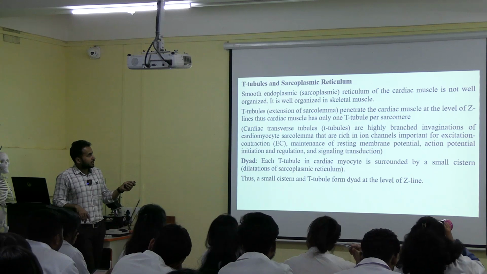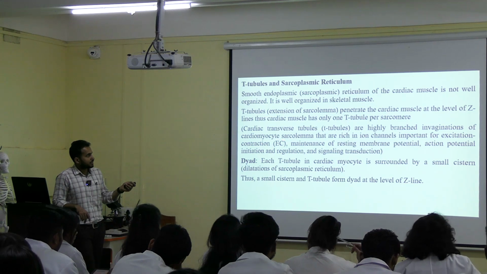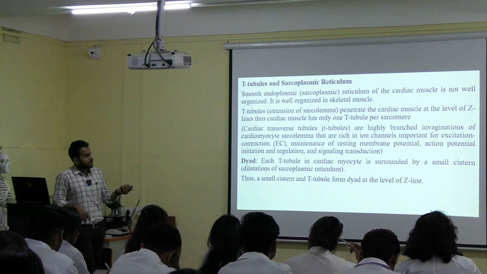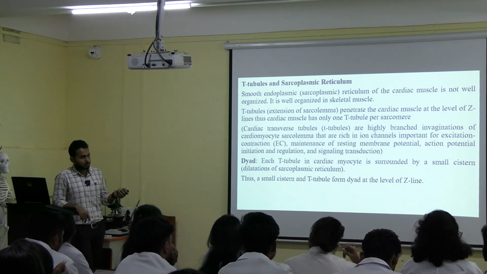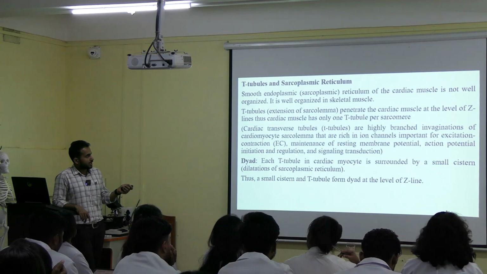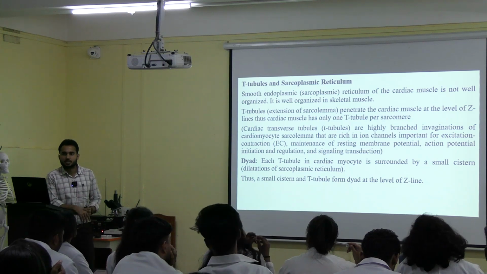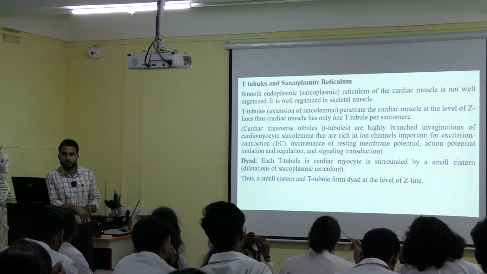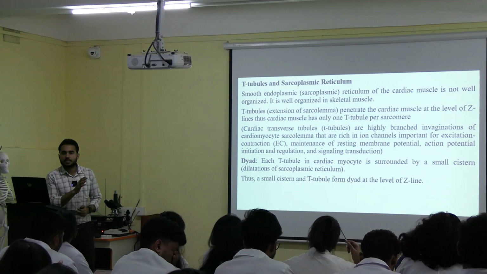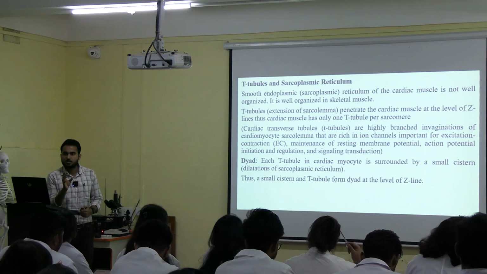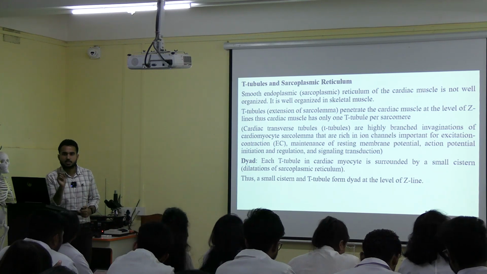Now, the cardiac transverse T-tubules are highly branched invaginations of the cardiac myocytes that are rich in ion channels for excitation-contraction coupling, maintenance of the resting membrane potential, action potential regulation and signal transduction. These are the various functions which take place with the help of the T-tubules. The T-tubules in the cardiac myocytes form a structure that is called a dyad.